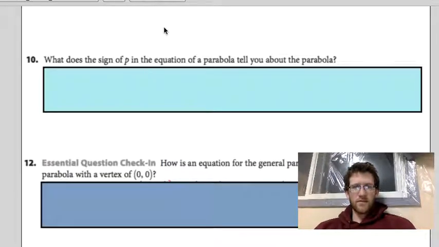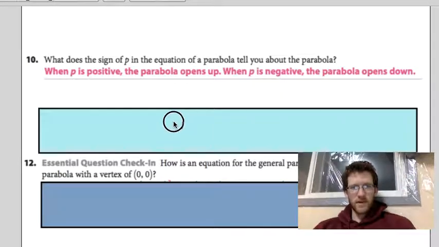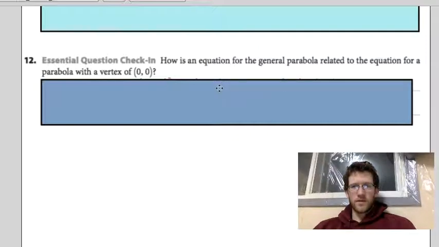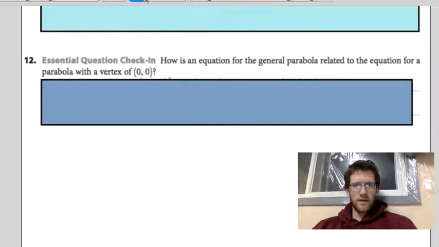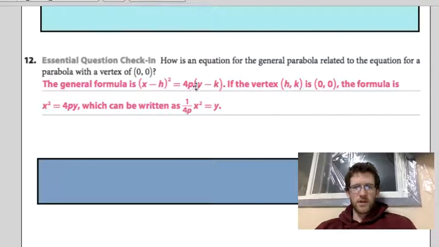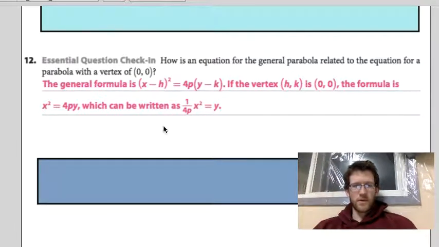What does the sign of p in the equation of the parabola tell you about the parabola? Well, if it's positive, it goes up; negative goes down. How is the equation for the general parabola related to the equation for a parabola with a vertex of (0, 0)? If the vertex is different than (0, 0), those just count for h and k, and then we substitute in x minus h and y minus k in the equation. Otherwise, it's the exact same.